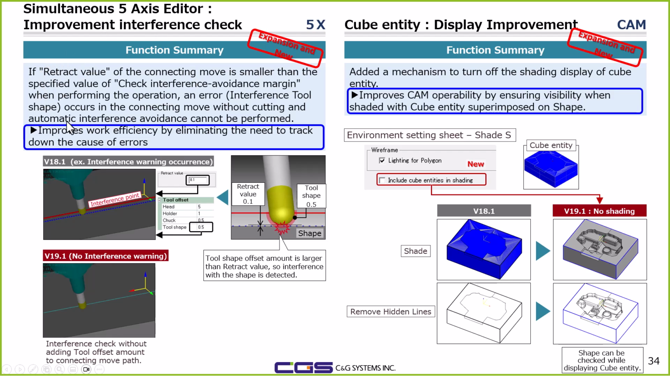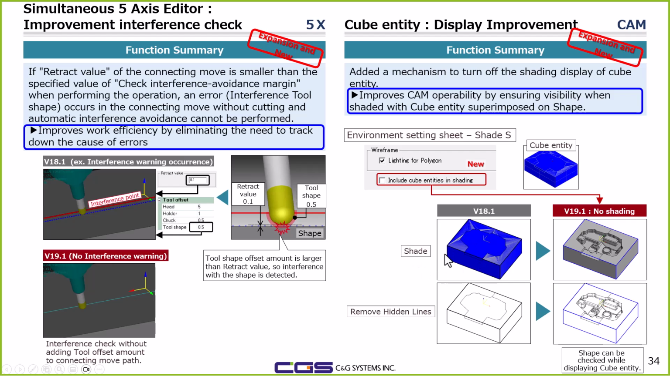Interference check has been improved with the avoidance margin. Sometimes when you have a tool shape offset and your retract value is smaller, it detects that as an interference. This has just been corrected. It won't actually do a warning now.